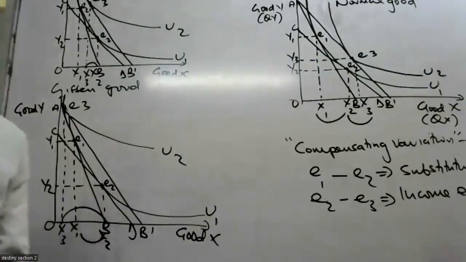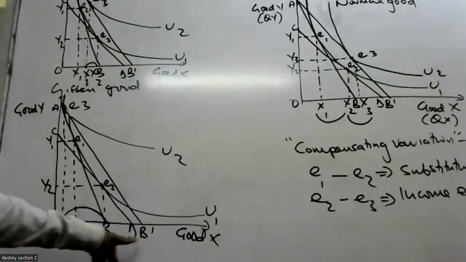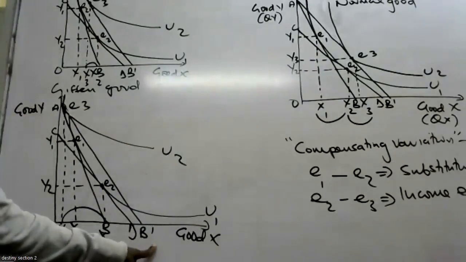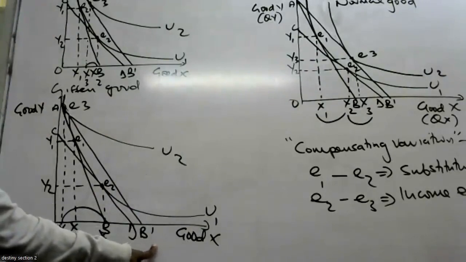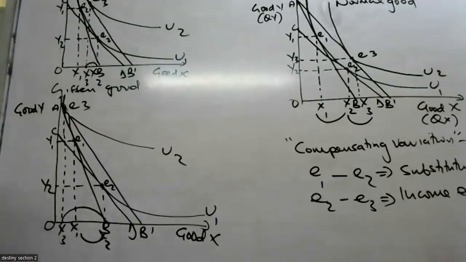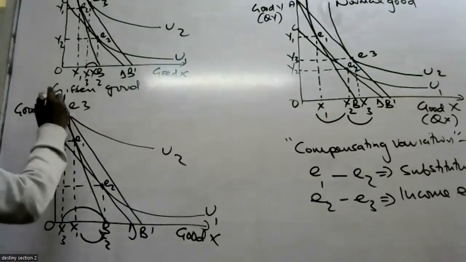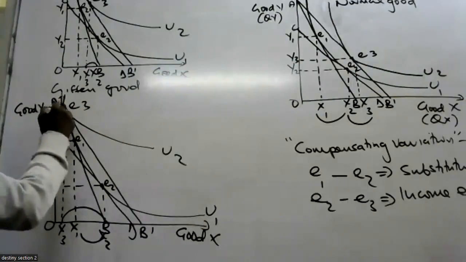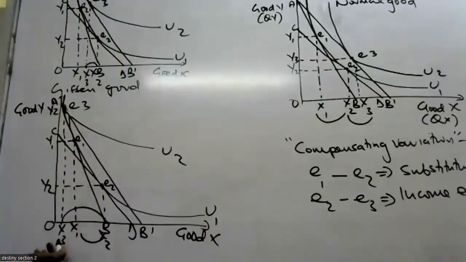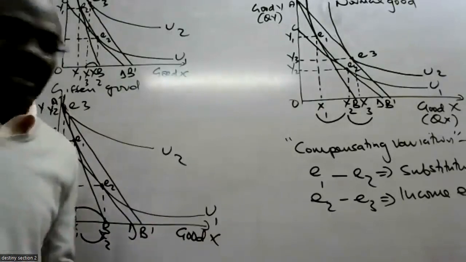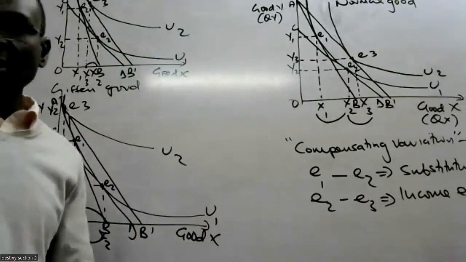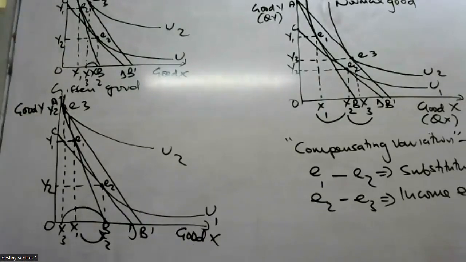In other words, when the commodity is a Giffen good, you will not buy more of that commodity when the price reduces. In fact, you buy more of Y. So Y is up here, you buy Y3. You buy more of Y than X. X3 is small. So commodity X, the one on the horizontal, is a Giffen good.